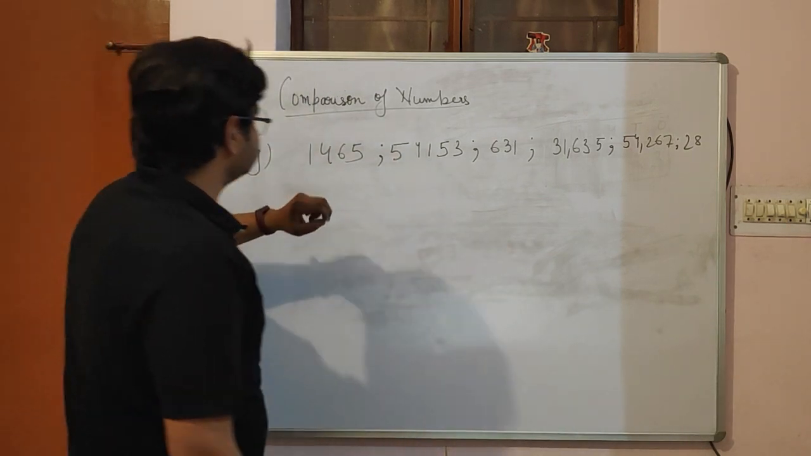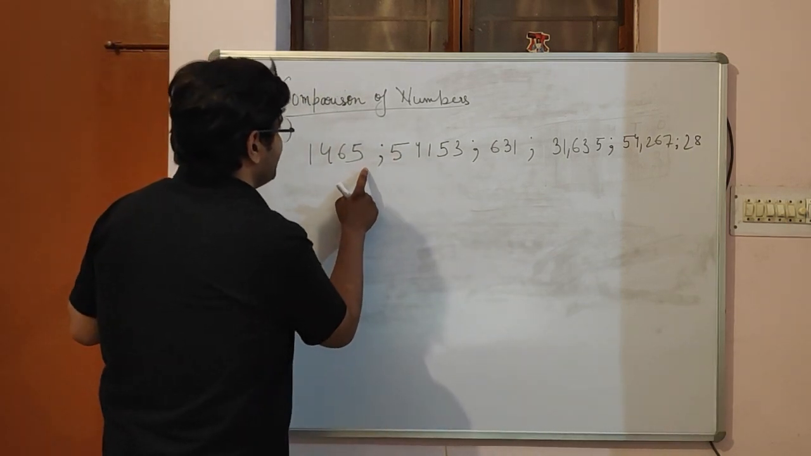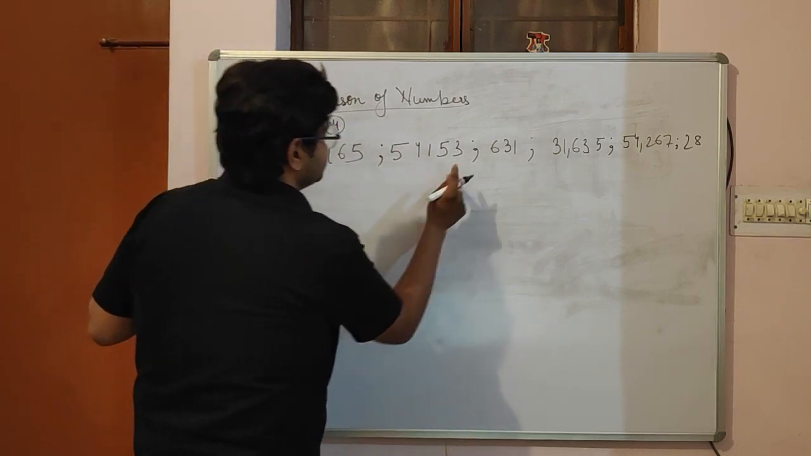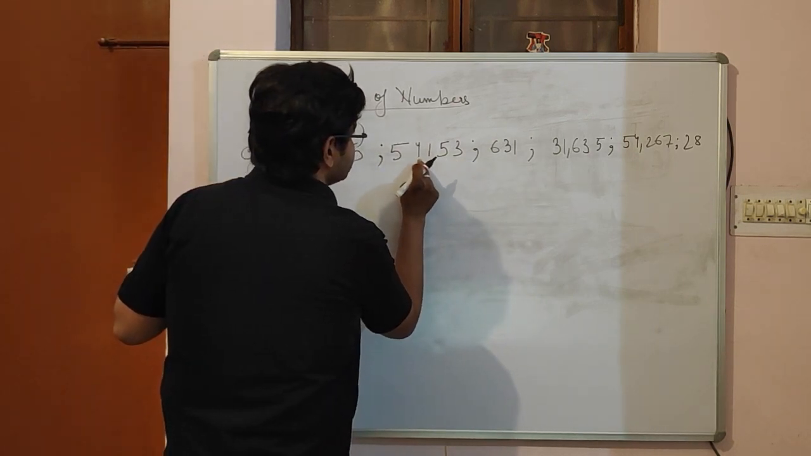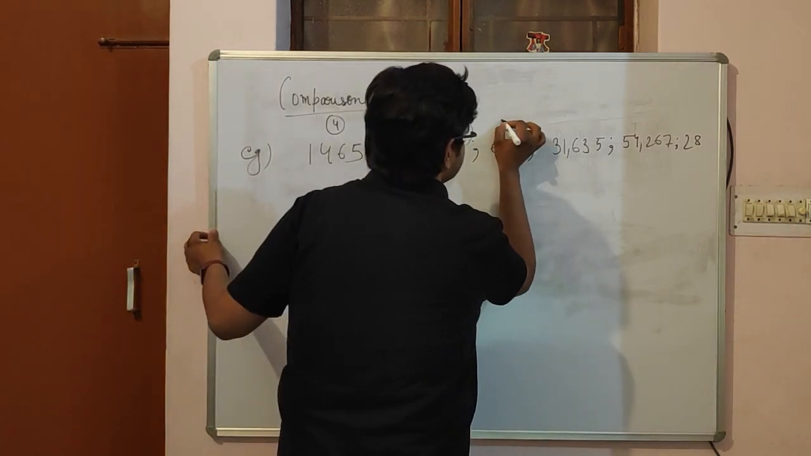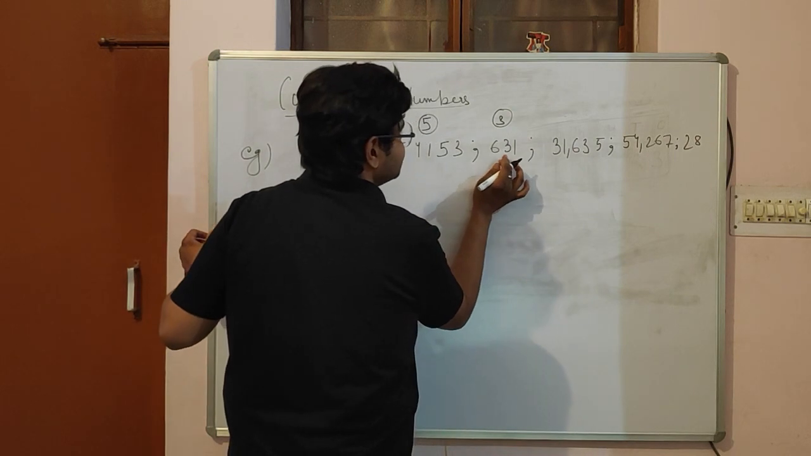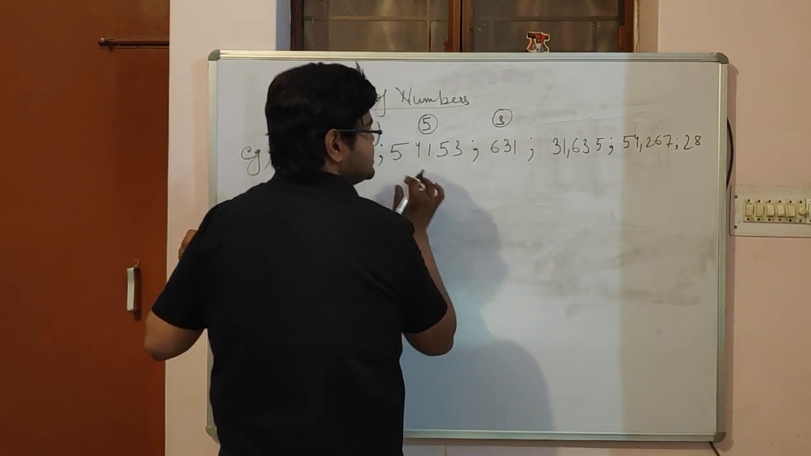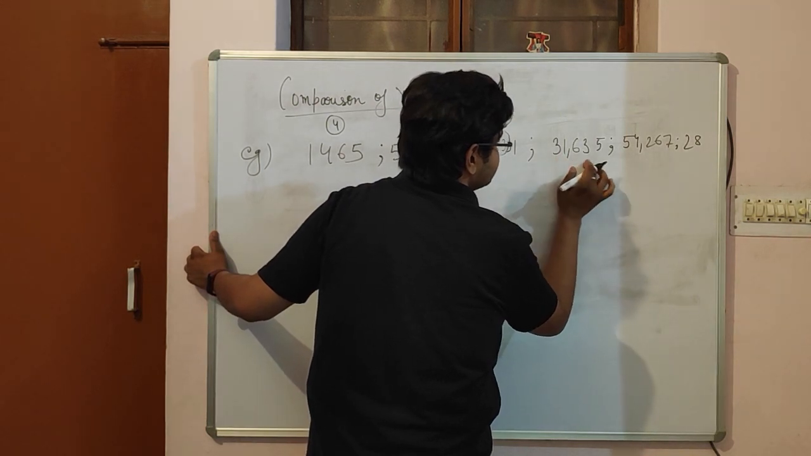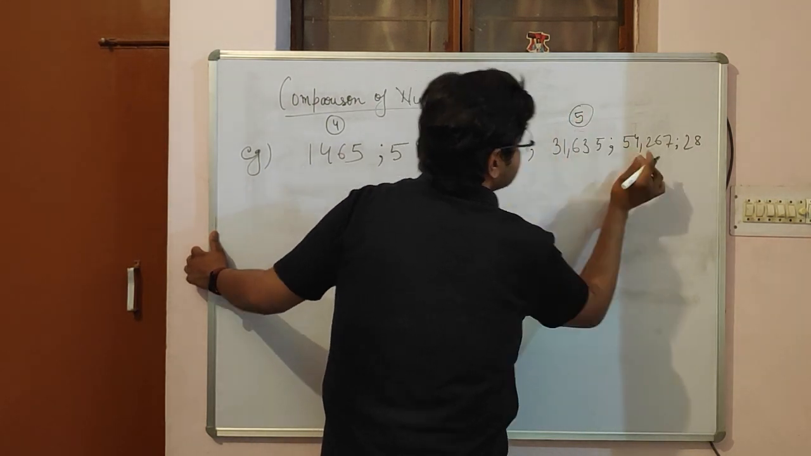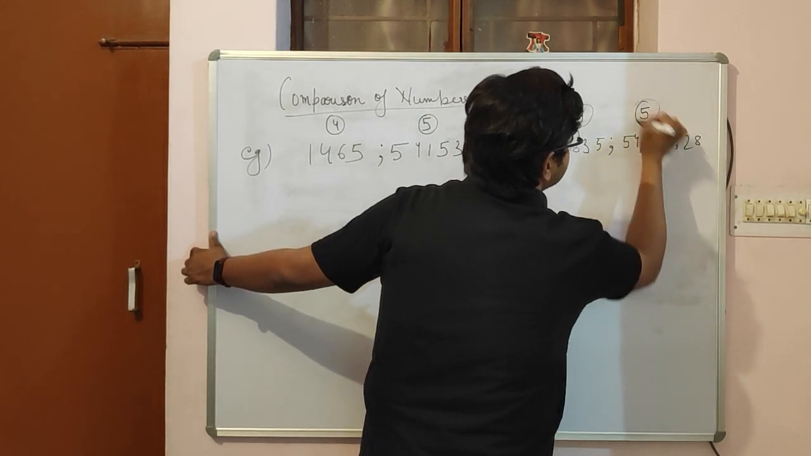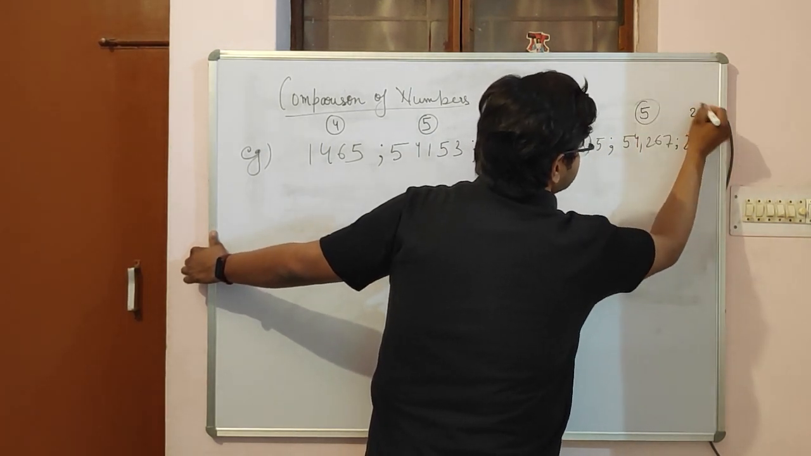So counting the digits in these numbers first. 1, 2, 3, 4. How many digits do we have here? 4 digits. Here 1, 2, 3, 4, 5. This number has 5 digits. What about this? This number has 3 digits. 1, 3, 6, 6, 3, 1. 3 digits. This one here, 3, 1, 6, 3, 5. 1, 2, 3, 4, 5. 5 digits. Then again 5 digits. And here 2 digits.